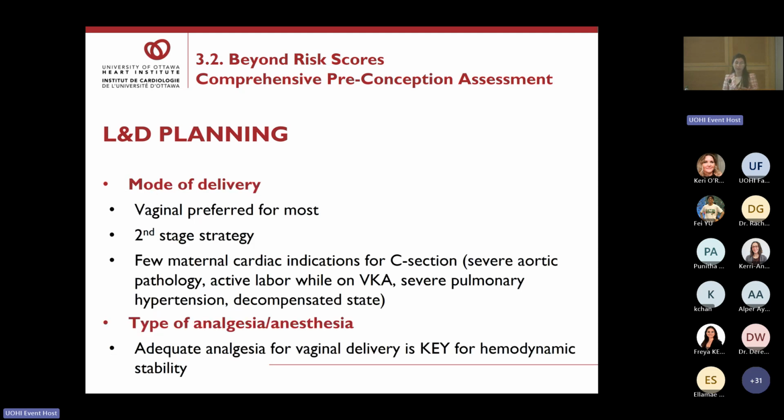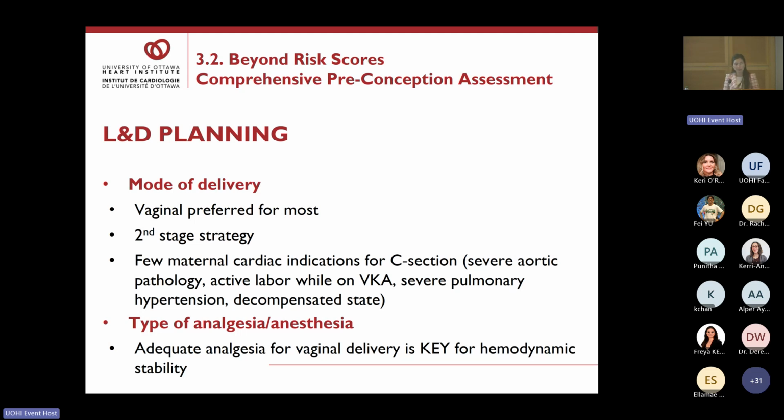And still in the labor and delivery planning, how are we going to deliver this baby? Vaginal delivery is still preferred for most patients. We need to discuss in advance and let the patient know what the recommendation is going to be about that second stage. Some of these patients, we're going to say upfront, use forceps or vacuum to reduce the amount of maternal pushing and maternal Valsalva. There are really few maternal indications for C-section. And this is a big problem because we see in registries that maternal cardiac disease is still getting women to have C-sections that are probably not indicated.